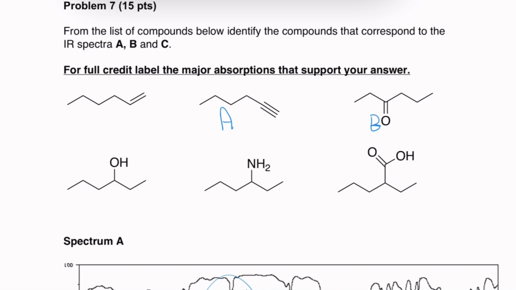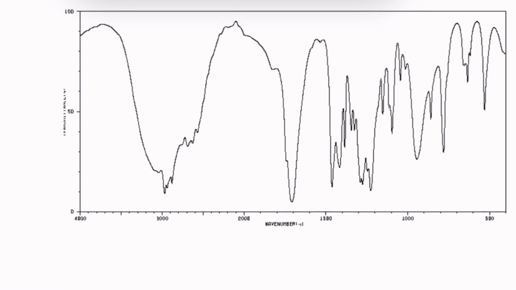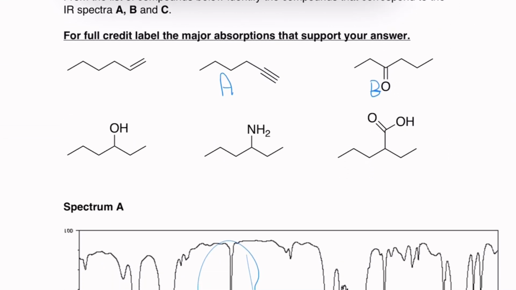For this next one, you'll see that there's another really high spike, and that's an O double bond. And then I also see there's a rounded bit to the side. That's indication of an OH. So let's go up and look. And I only see one that has both.